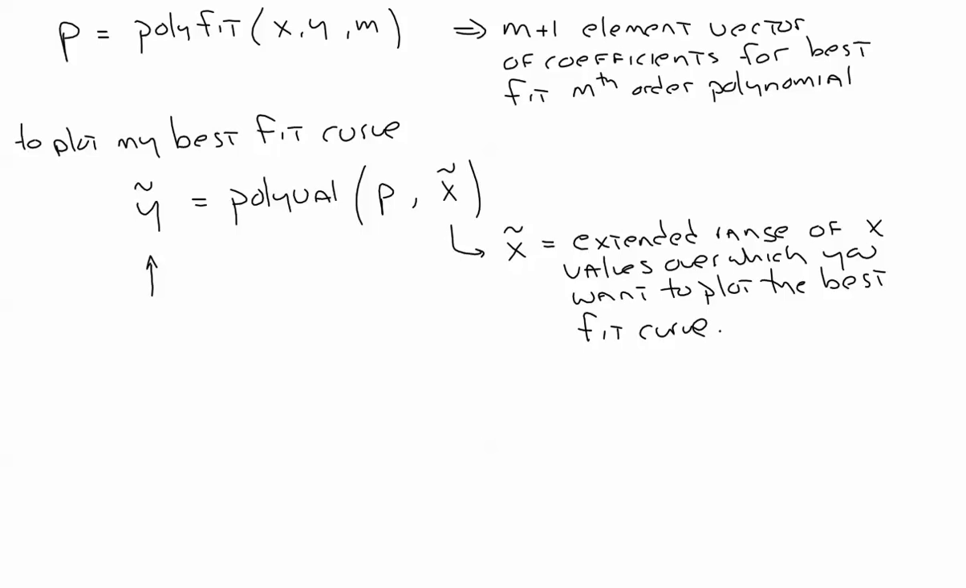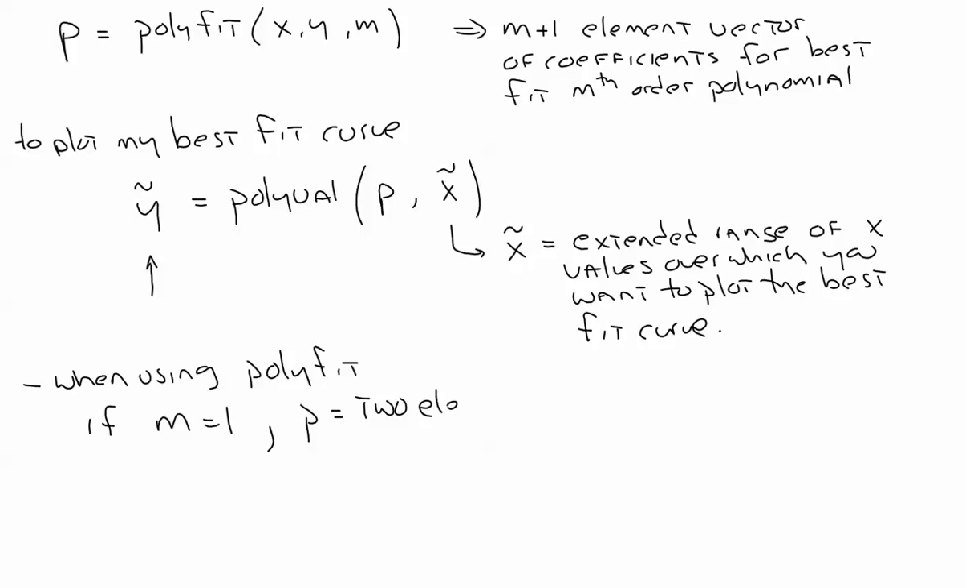A couple other things I should point out: when using polyfit, if m equals 1, p is a 2-element vector, and it yields the linear regression coefficients. This is linear.